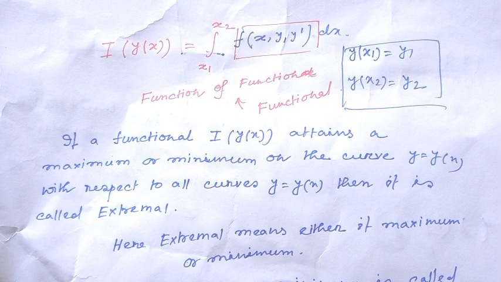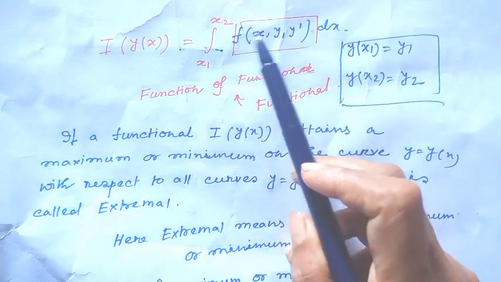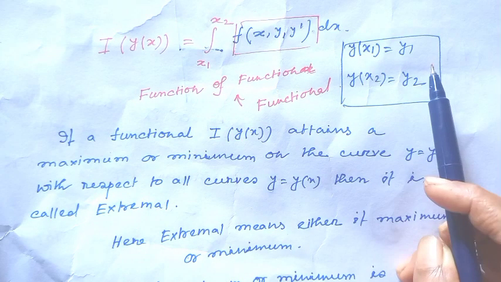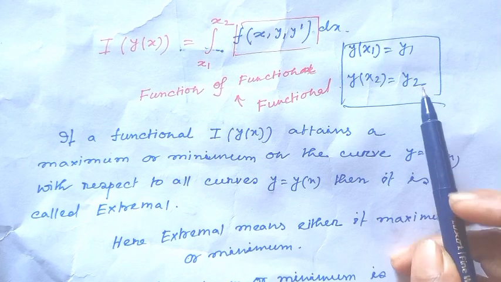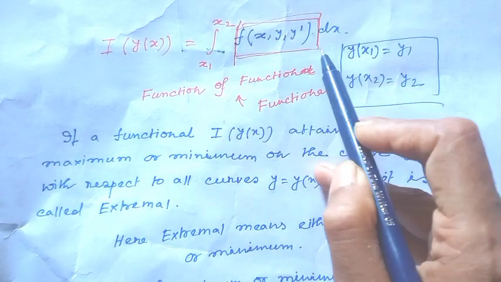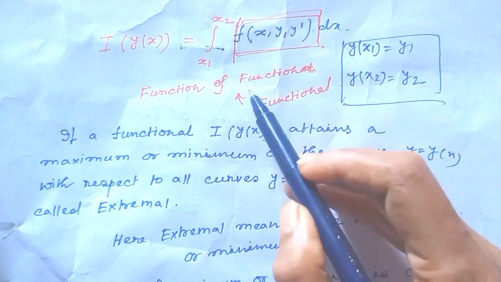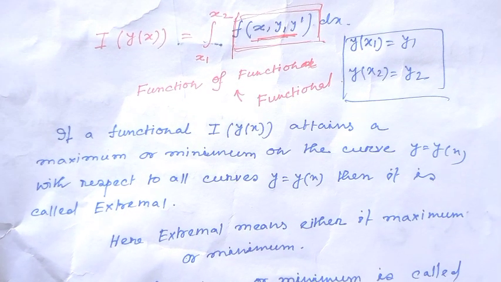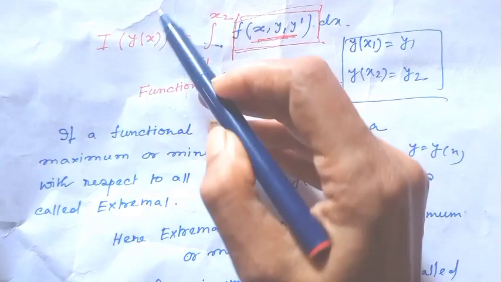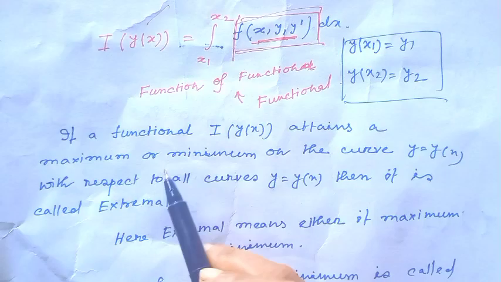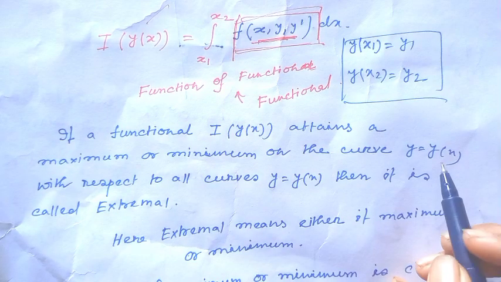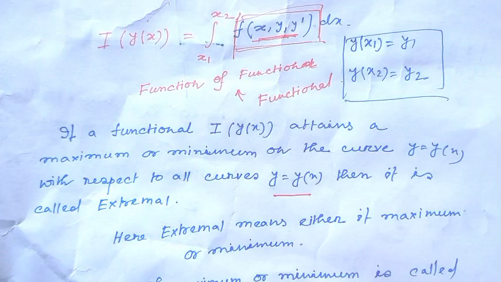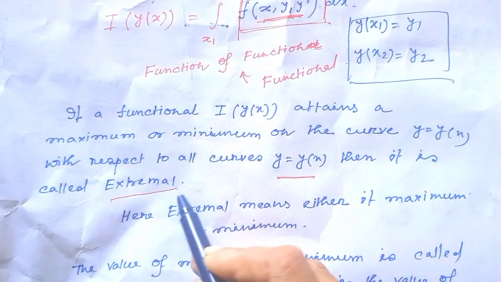Take I y x equal to integration x1 to x2 f of x y1 dx with respect to the initial condition y x1 equal to y1 and y x2 equal to y2, and this integrand is actually a function of a function. That means this is actually a functional, because this part y dash can also be a function. If a functional I y x attains a maximum or minimum on the curve y equal to y x with respect to all curves y equal to y x, then this is called the extremal.